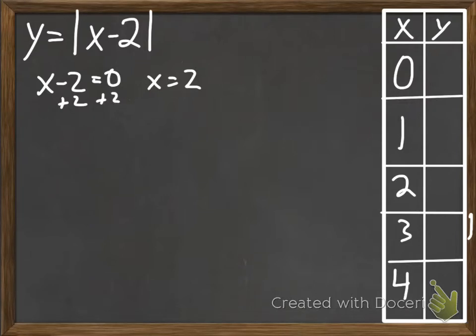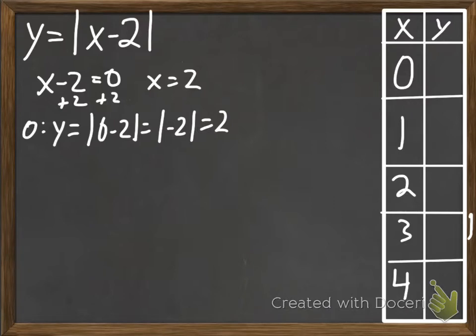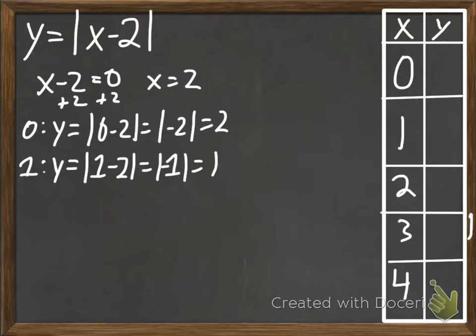So start with the 0. y equals the absolute value of 0 minus 2, which is the absolute value of negative 2, which is just 2. Plug in 1. y equals the absolute value of 1 minus 2, which is the absolute value of negative 1, which is 1. Plug in 2. So I get y equals the absolute value of 2 minus 2, which will give us the absolute value of 0.